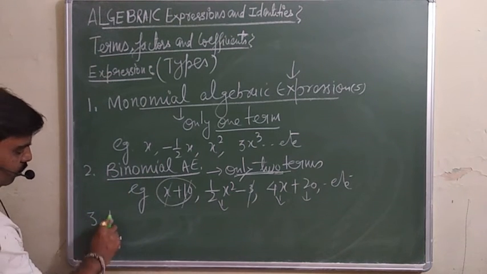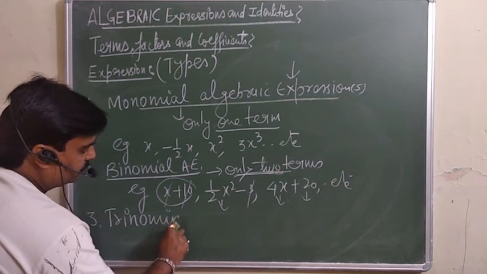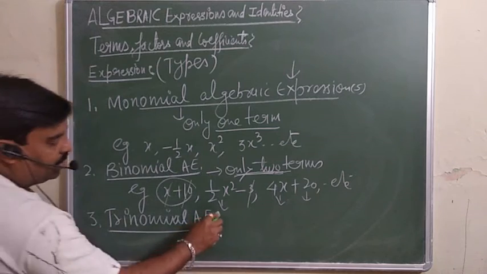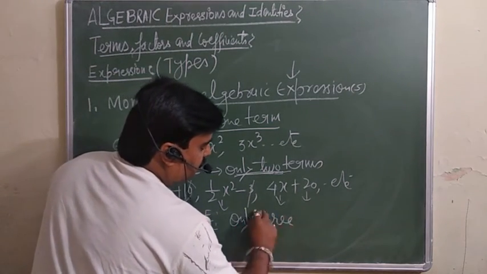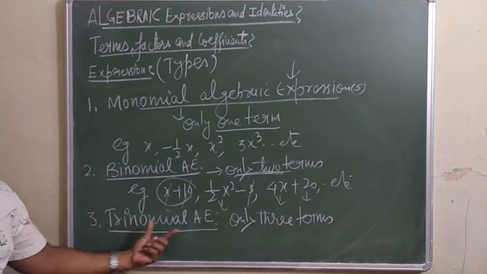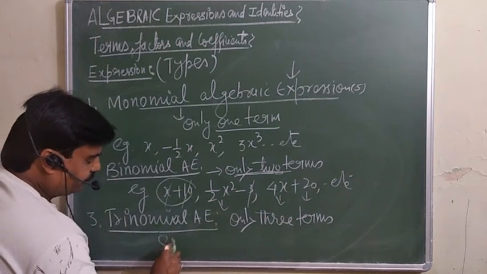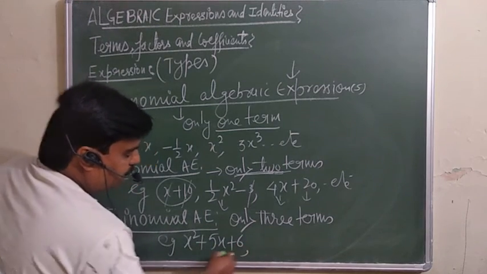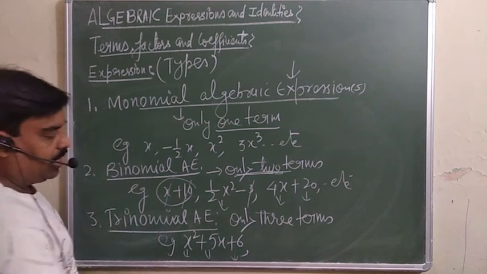Third one is the trinomial algebraic expression. To become a trinomial, there should be only three terms. किसी भी algebraic expression को trinomial algebraic expression होने के लिए there should be only three terms. केवल तीन terms. जैसे for example x square plus 5x plus 6. Number of terms are 3: 1, 2 and 3. This is a trinomial algebraic expression.